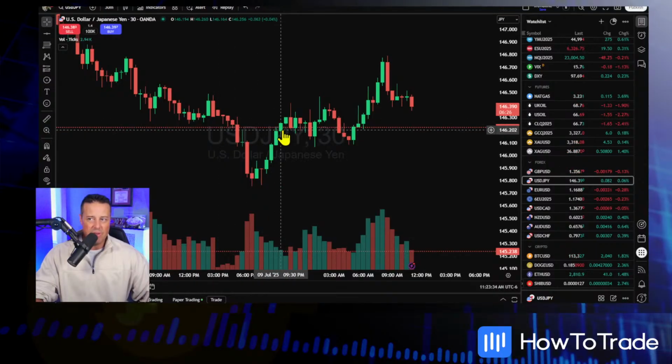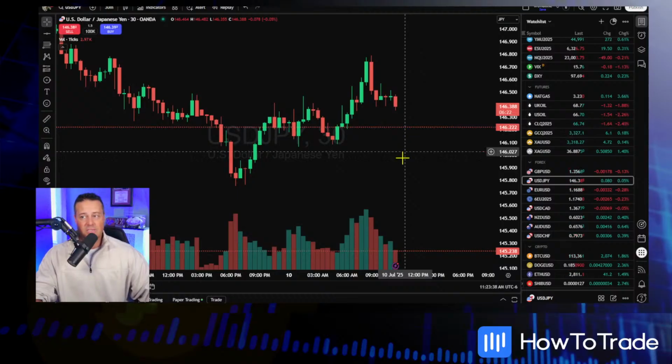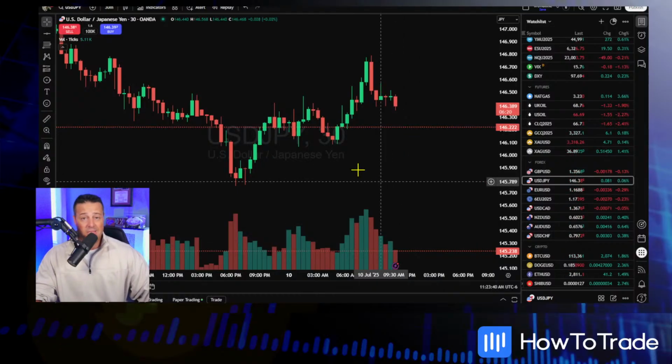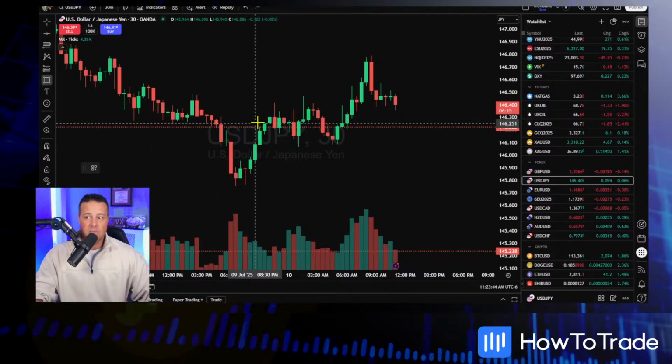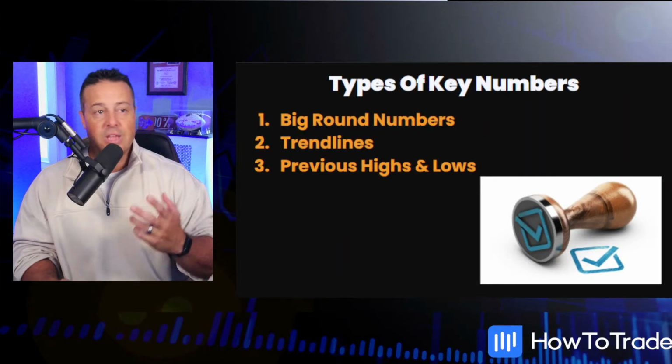Look at this price point. We had a heck of a debate there. We're coming back down there again. Is it a buy or a sell? It's probably a buy. Why? Take a look at the order blocks. So those are three examples of the key levels. Remember, big round numbers, trend lines, previous highs and lows.